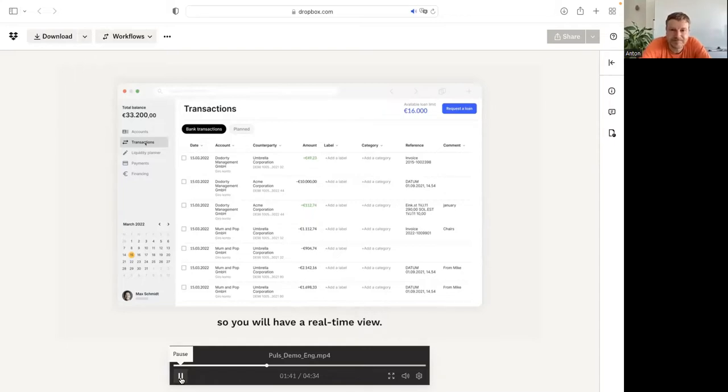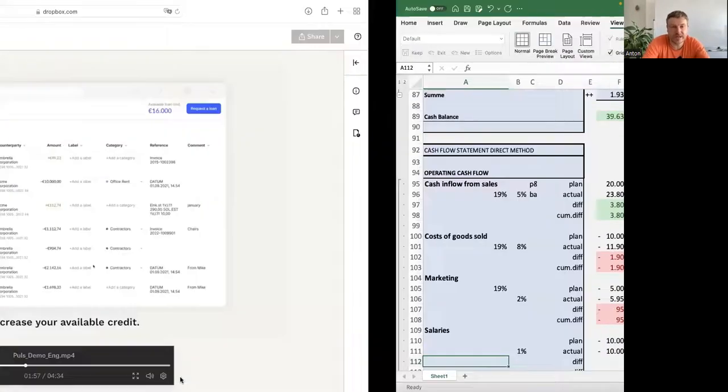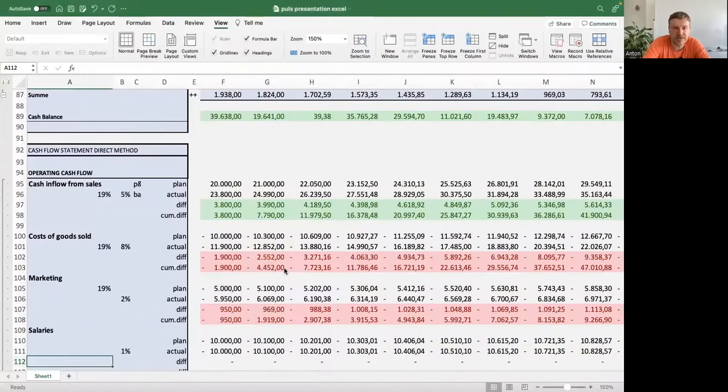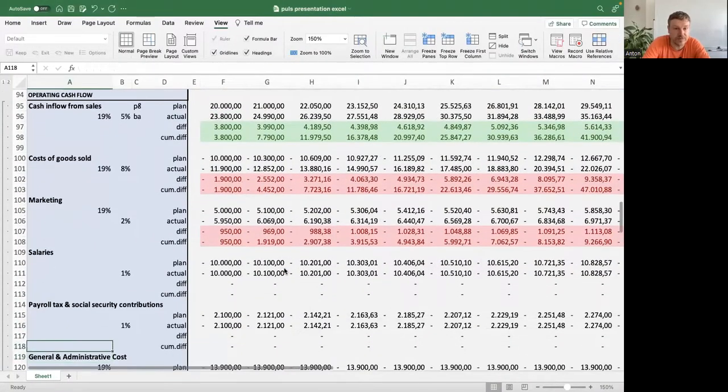You'll have a real-time view. Each time, your credit availability is also recalculated. By categorizing transactions, you keep your financials up to date. You also help Puls understand your business better, and can increase your available credit. That's what I was talking about: categorizing transactions, like here's the office rent, here's the contractors. In our case, there are no contractors, but there is an office rent.